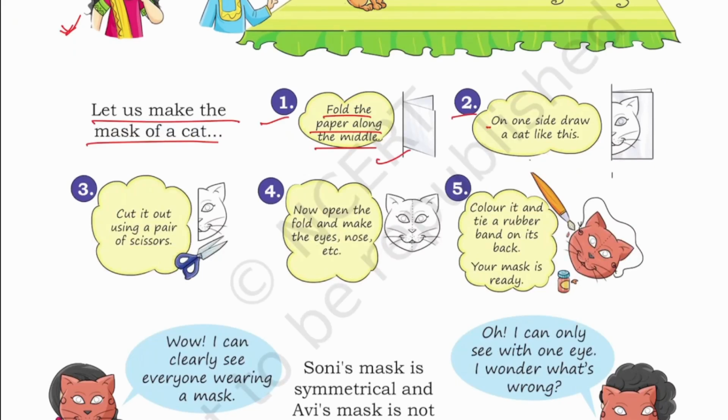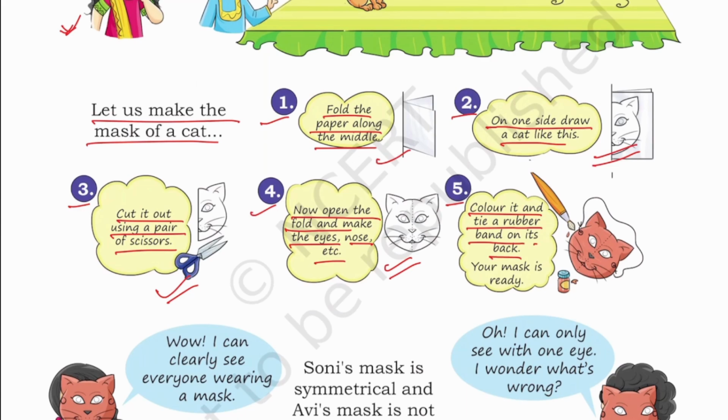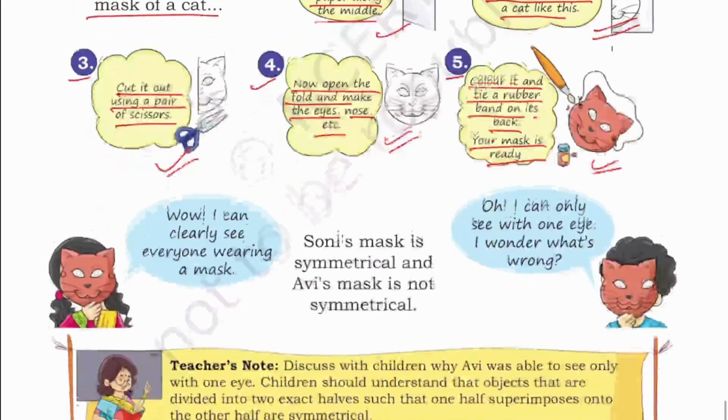Second, on one side draw a cat like this. Third, cut it out using a pair of scissors like this. Fourth, now open the fold and make the eyes, nose, etc. like this. Fifth, color it and tie a rubber band on its back like this. Your mask is ready.